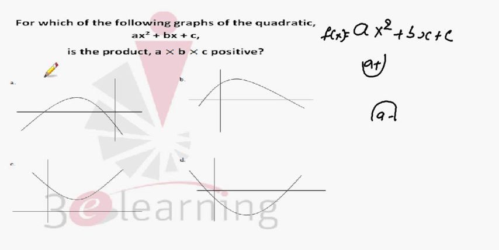Can you see, it is a downward graph, so our a is negative. This is a downward graph, so a is negative. This is an upward graph, so a is positive. This is an upward graph, so a is positive. So we find a in all four.